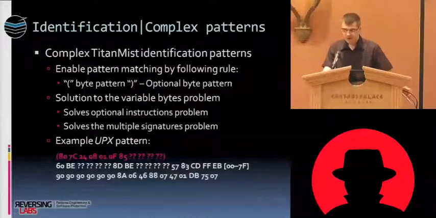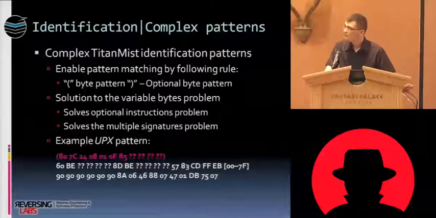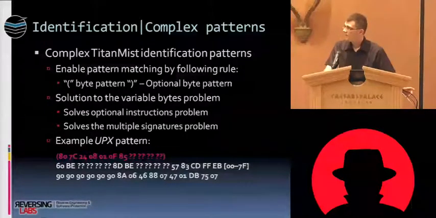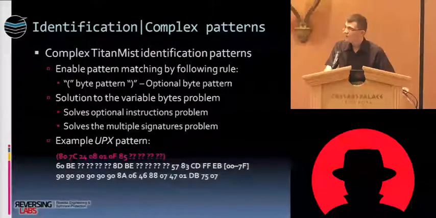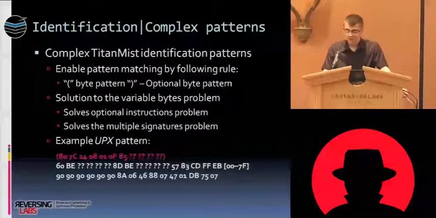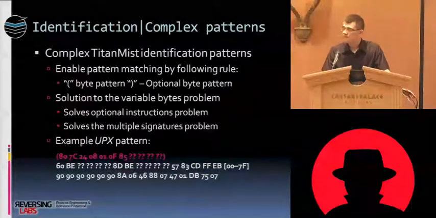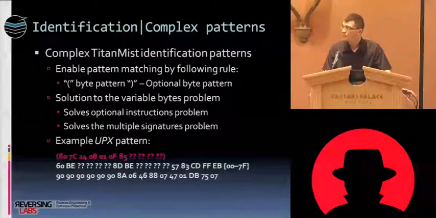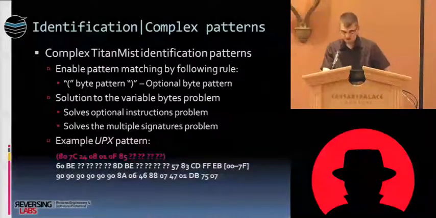So what we did is we added an optional part of the pattern. The highlighted part says that only if the entire piece of the pattern is present, that piece of the pattern is valid. If it is present, the pattern matching will continue from the byte 60. If it's not present, the optional part will just be skipped. And this solves all sorts of problems. It solves the problem of optional instructions, as we just saw at the entry point, but that can be in either place in the file. And it solves the multiple signatures problem, because now we don't have to have two signatures, one for the DLL and one for the executable for UPX.